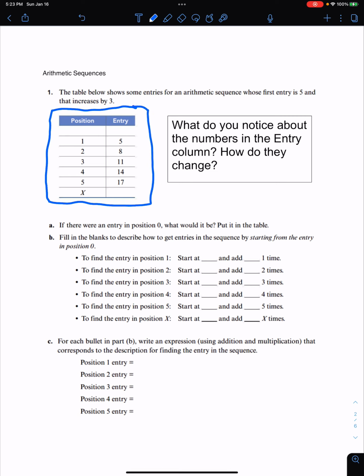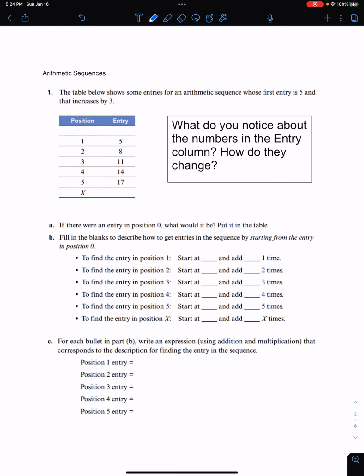And I want you to maybe pause the video for a sec and answer the question that I've got on the screen. What do you notice about the numbers in the entry column and how they're changing in this table? So pause your video for a minute and see what you can find out about the numbers in the entry column and how they're changing. So hopefully you paused your video and you thought about that.